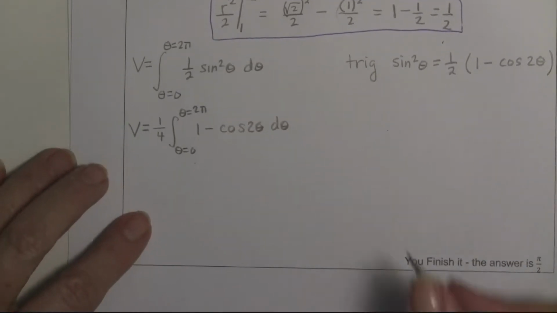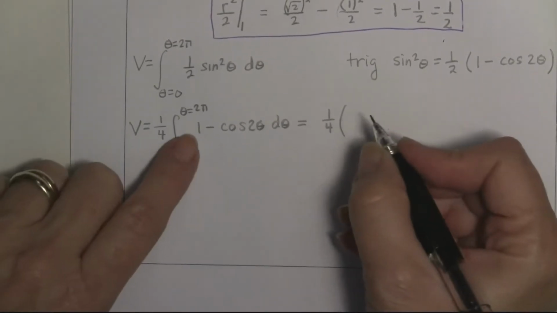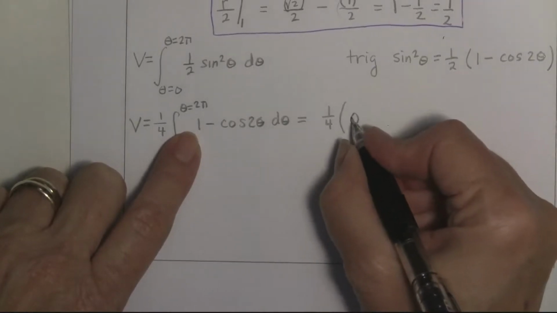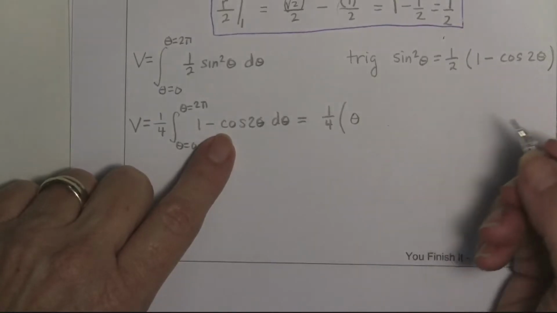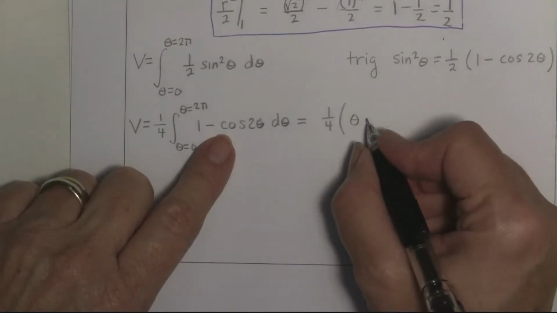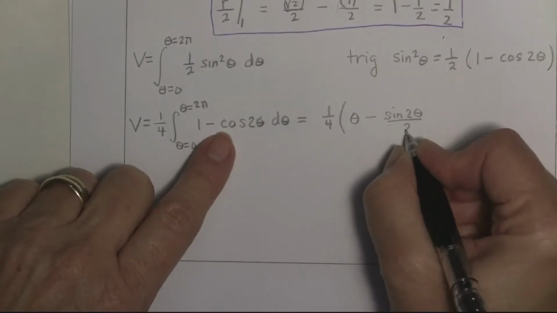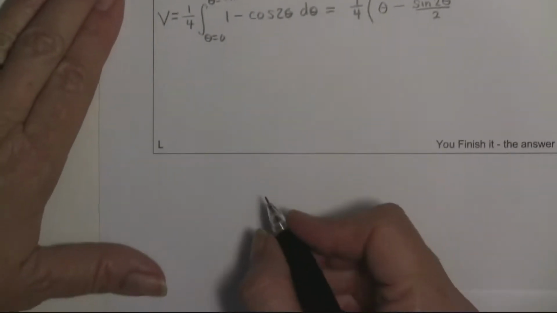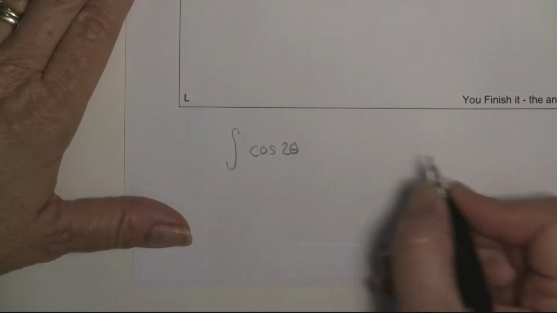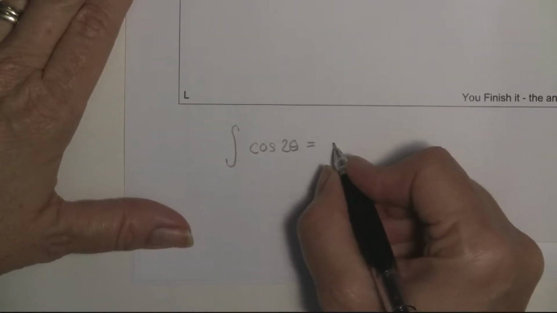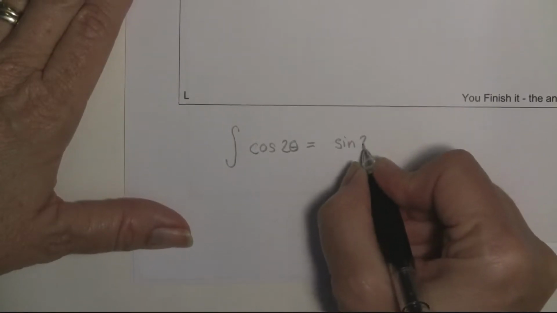And then that's easy to integrate. So I'm like, okay, I can integrate that. So I get the 1/4, and then I integrate 1, and I get theta. And then I integrate cosine, and I remember that cosine stays the same sign. So this is going to be minus sine of 2 theta divided by 2. And so I have mine memorized that way.